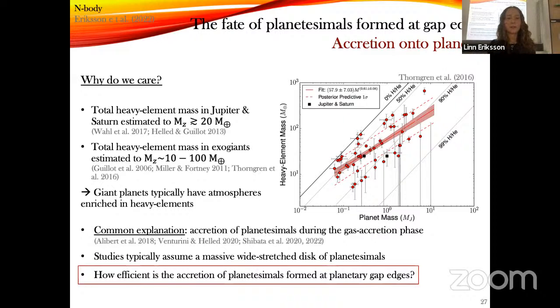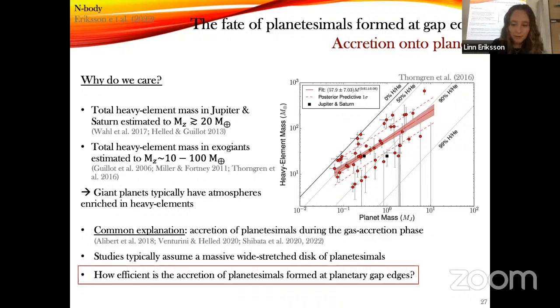But in our simulations, we show that maybe the planetesimals instead form at specific locations, such as the gap edges. So we wanted to see how efficient the accretion of planetesimals is in this case. And this is a collaboration that I did also with, for example, Ravit and also Claudio Valletta.